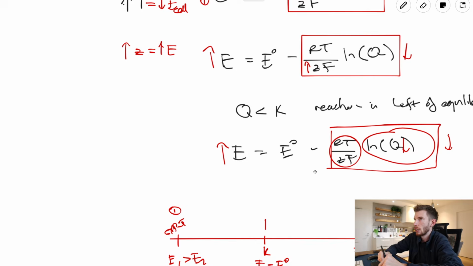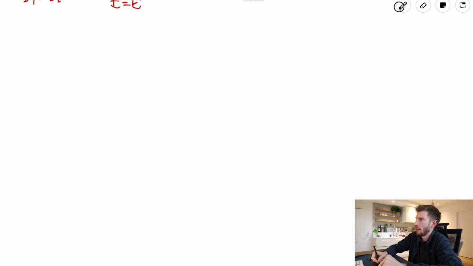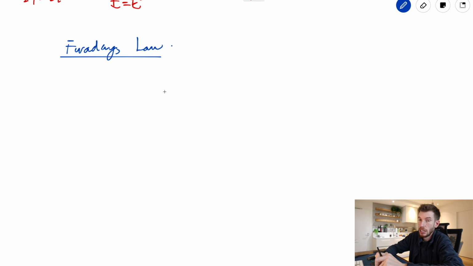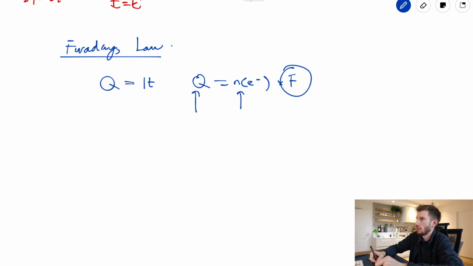Cool. And then finally, the last one we had is Faraday's law. Faraday's law is written in a couple of different ways. One of them is, you can say that charge is equal to IT, but you can also say that charge is equal to the number of moles of electrons multiplied by Faraday's constant. It's a pretty simple law actually, and it just says the more electrons you're transferring, the more charge you have, right? And this, remember, is a constant. So there's a direct proportionality there. We can see that charge is directly proportional to the number of moles of electrons.